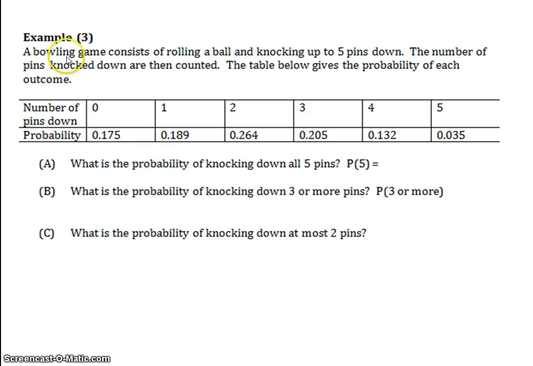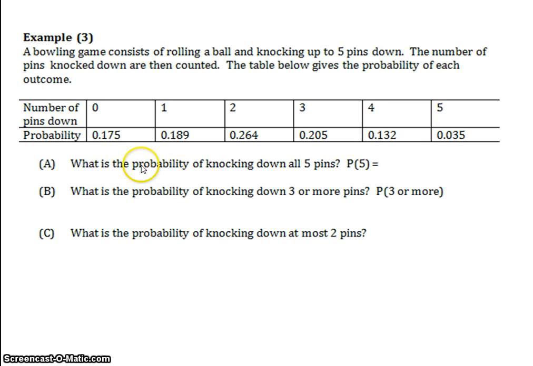Example 3. A bowling game consists of rolling a ball and knocking up to 5 pins down. The number of pins knocked down are then counted. The table below gives the probability of each outcome. So the number of pins knocked down, 0, 1, 2, 3, 4, or 5 pins could be knocked down. The probability that you will not knock down any pins would be 0.175. The probability of 2 pins is 0.264, etc.